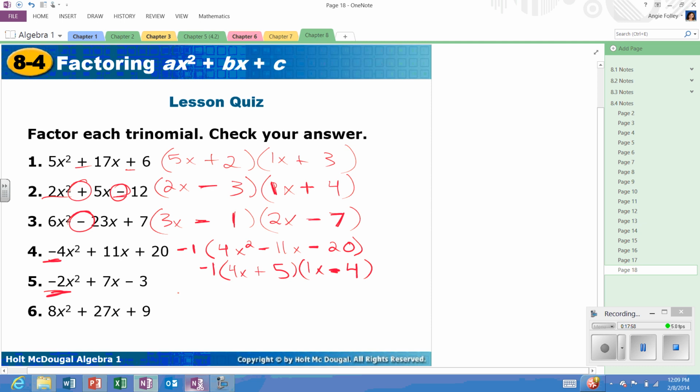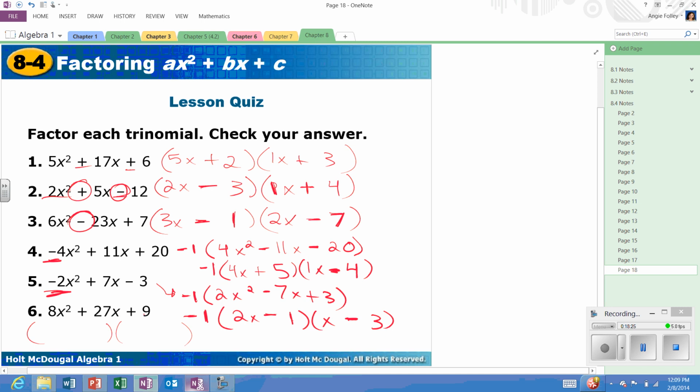This next one, I'm also going to pull out a negative 1. So negative 1, and it's going to flip the signs of everything. So make sure you're using opposite signs. And then I'm going to factor. So it's going to be 2x. I have to keep that negative 1 out in front. And I know to make 7, I'm going to do the 3 times the 2 to make 6, and the 1 times the x to make 1. And then they're both going to be negative to make negative 7.